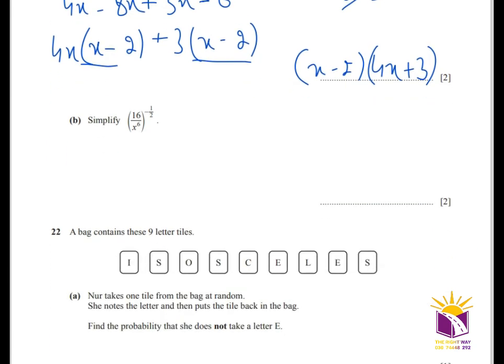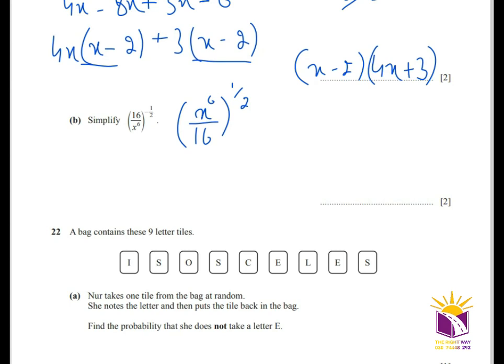Part B. Simplify (16 over x^6) to the power of minus 1 by 2. To make the power positive, I am taking the numerator to the denominator and the denominator to the numerator. Minus 1 by 2 will become plus 1 by 2 as I switch the places of numerator and denominator.